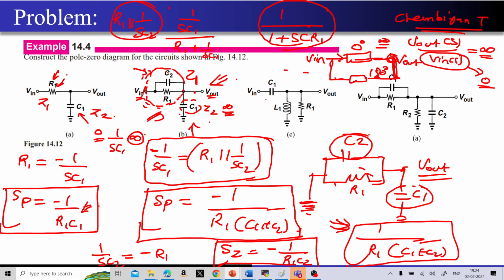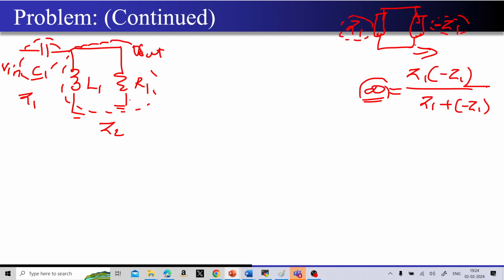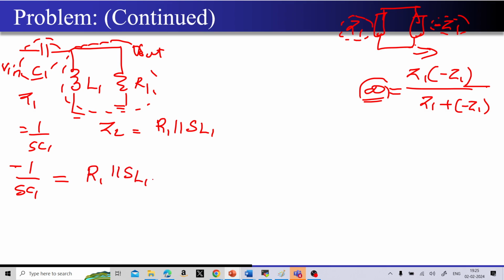Now let's go on to this particular case. So now what we are doing is we have to do Z1 equal to minus Z2. So now what is Z2? Z2 will be nothing but R1 in parallel combination with SL1, and Z1 is nothing but 1 upon SC1. So minus 1 upon SC1 has to be equal to R1 in parallel combination with SL1.